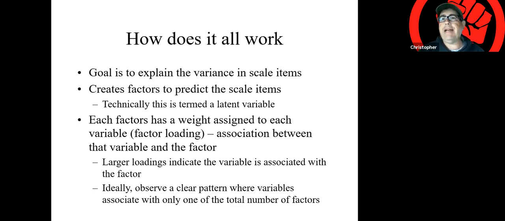For example, some of the items on that scale that we just looked at are explained well by the extroversion factor, like "I like to go out and talk to people." Those sorts of items are explained well by the extroversion factor, and they fall together with other similar items, like "I love having conversations with new people." Items like that will tend to hold together. Ideally, what we'll see is a clear pattern where variables associate with only one of the total number of factors.